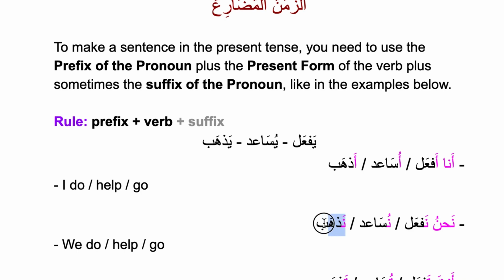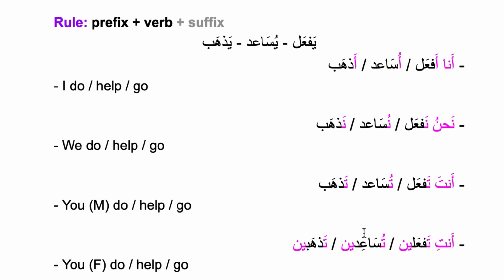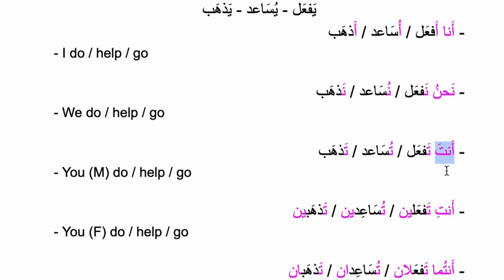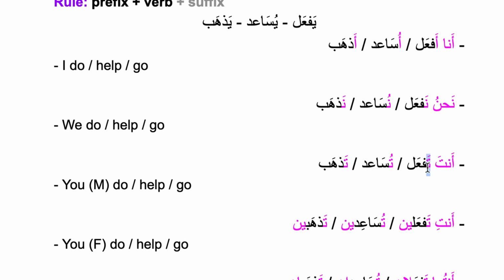The third example, nadhab, nadhab, and it means we go. The next example, anta, you, taf'al, and it means you do for single male, and the prefix of anta is ta, taf'al. The second example, tusa'id, tusa'id, and it means you help. The third example, tadhhab, tadhhab, and it means you go for a single male.